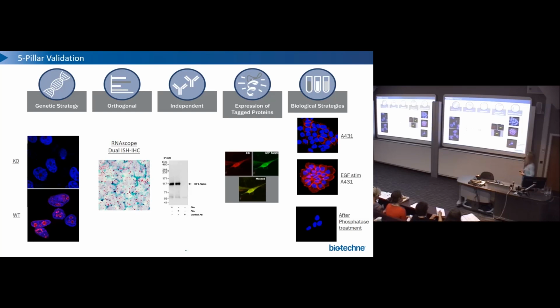So this is an example on A431s plus EGF, and this gives you the phosphorylation. And after the treatment with alkaline phosphatase, you remove the phosphate residues and you lose your staining, and this is particularly important to ICC.